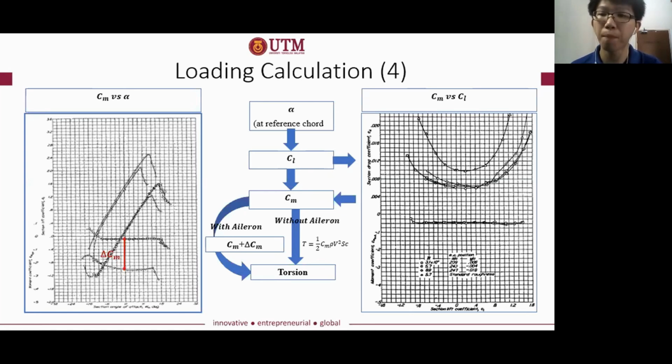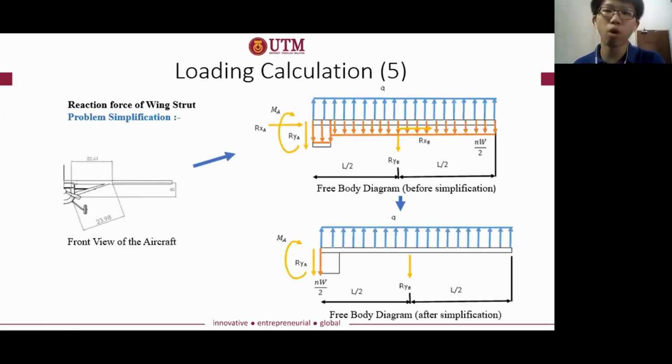So for each of these maximum aileron deflection angles, I need to use the interpolation method to obtain the approximated change in moment coefficient value. Then, again, with the new Cm value, just plug into the torsion equation to obtain the torsion for the part with aileron. So that's not all to obtain the bending moment diagram and shear force diagram. The reaction force for the wing strut must also be determined. Why? Because the reaction force of the wing strut will affect the shear force diagram and bending moment diagram.